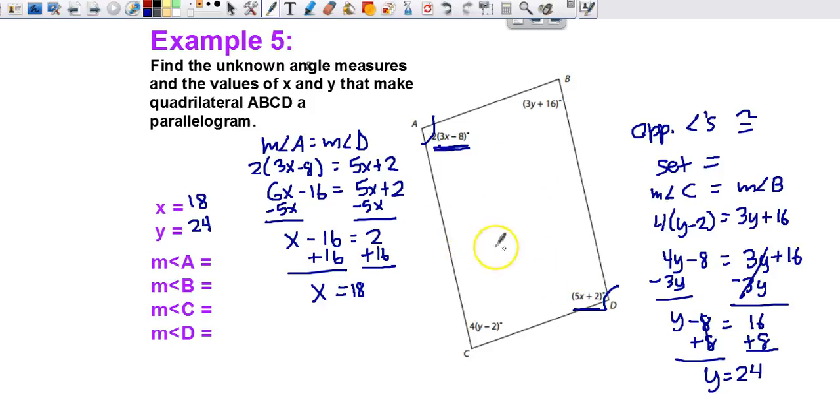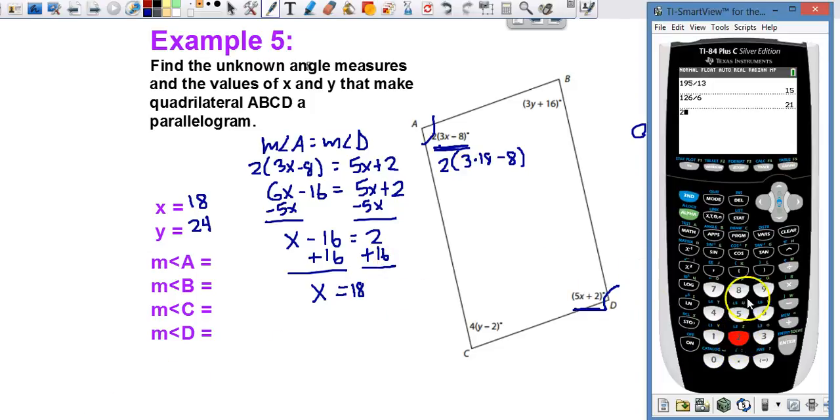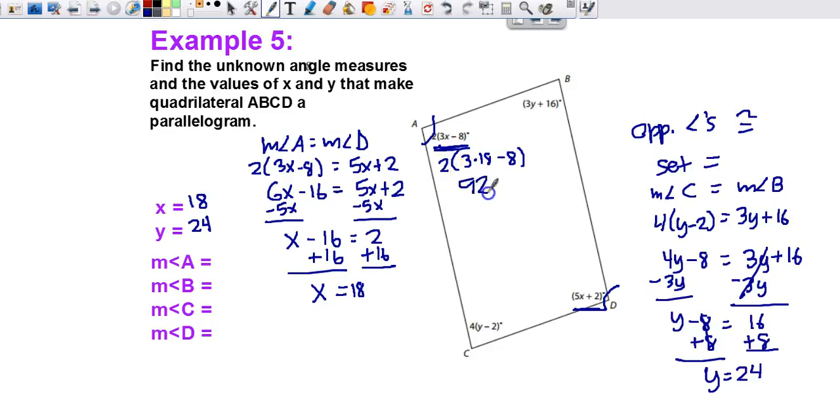So I guess I'll just start with this x down here. Angle A, excuse me, is going to be 2 times 3. X is 18. So 3 times 18 minus 8. Go ahead and cheat. And I don't really consider it cheating, by the way. I'm just saying that jokingly. So I'm getting 92 degrees.